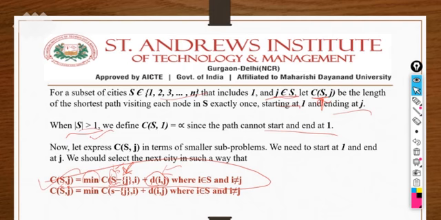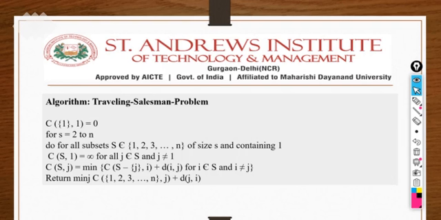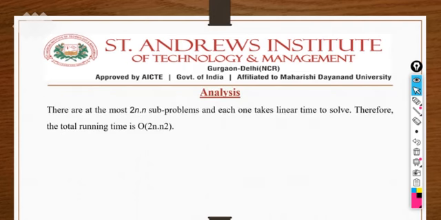So let's start by taking an example. We can understand this problem in a better manner. This is the algorithm for this problem, so we will work through this algorithm with the help of an example. The time complexity of this algorithm is 2 raised to power n. At most, as many sub problems as are available, 2 raised to power n into n.